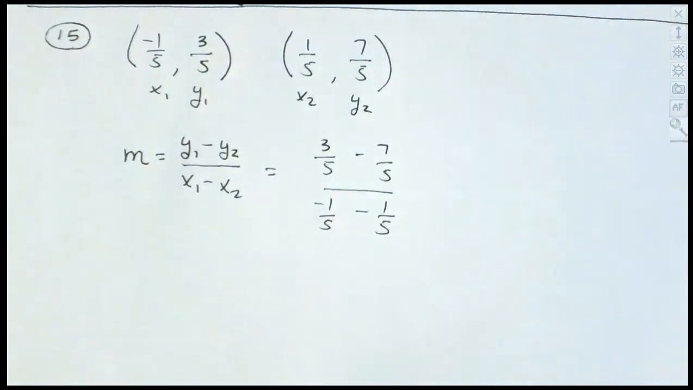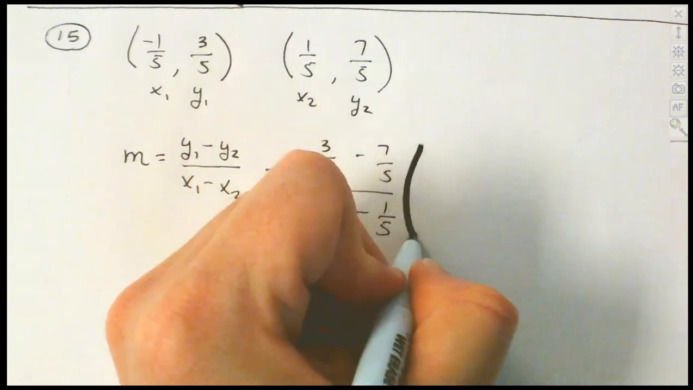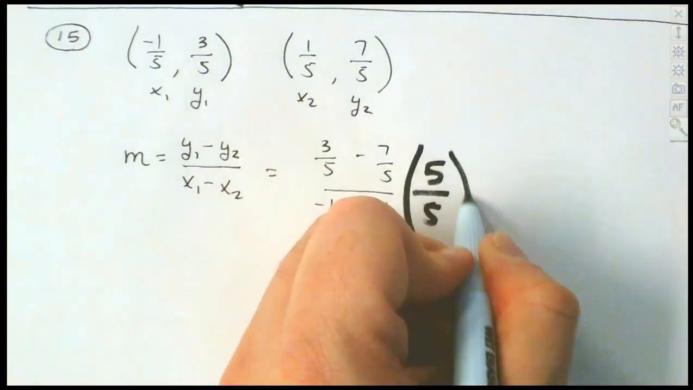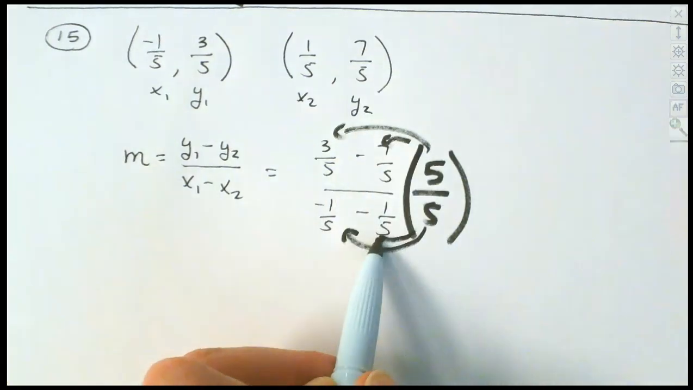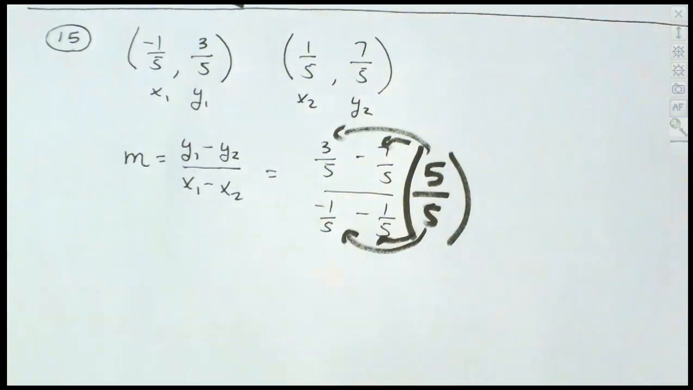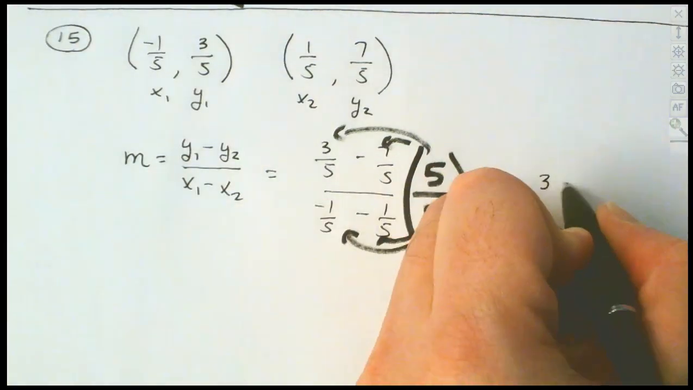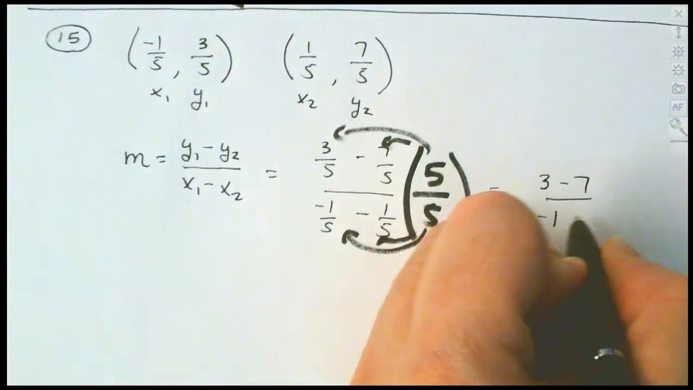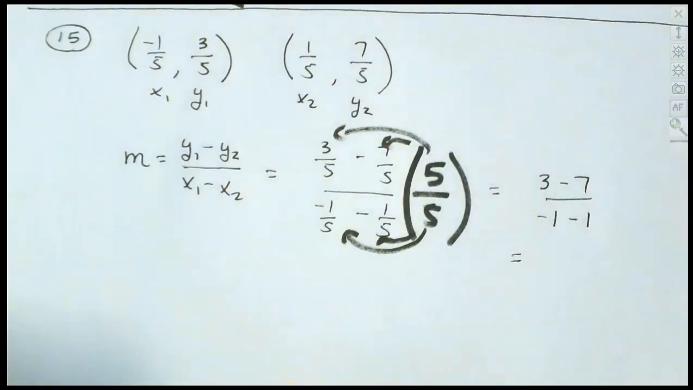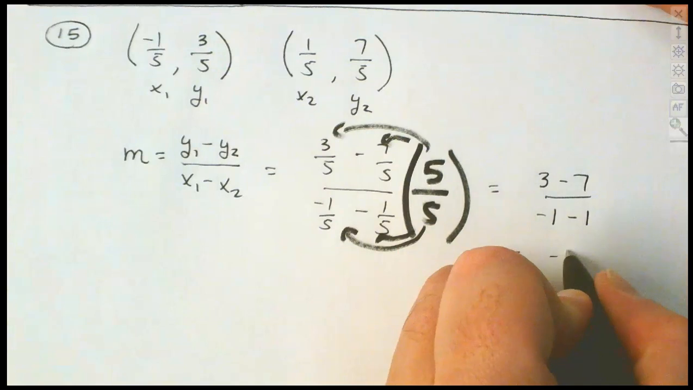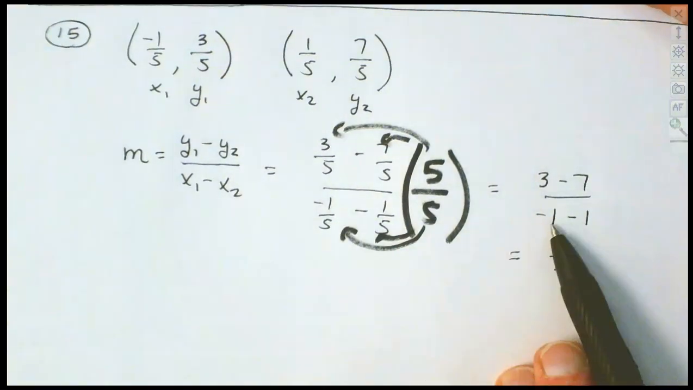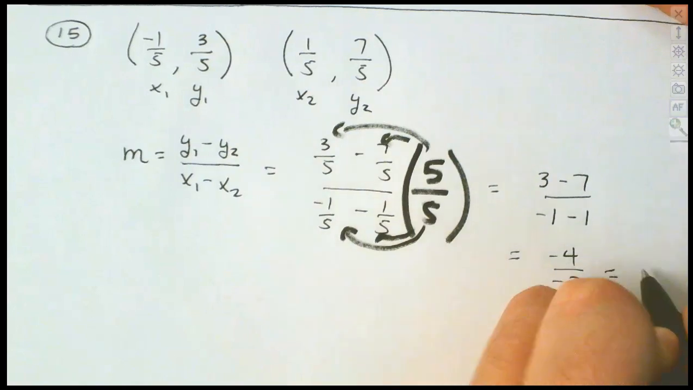Fractions in this case are very easy to work with because what do we notice? Well, if we look at it, we should notice they all have a 5. So we can simply get rid of all the fractions by multiplying everything by 5. So that's going to make it very, very easy to work with. That's going to then leave us with simply 3 minus 7 over minus 1 minus 1, which is, 3 minus 7 is a minus 4. Minus 1 minus 1 is a minus 2, and that reduces down to 2.